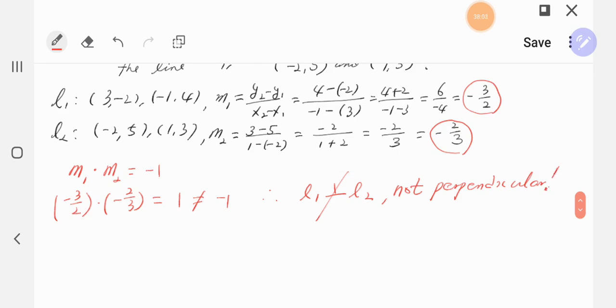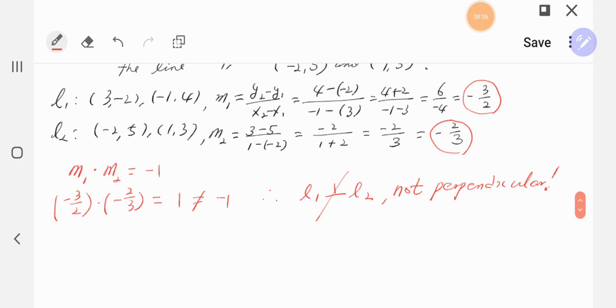So if two lines are perpendicular, then the product of the two slopes has to be -1, or one of the slopes has to be the reciprocal of the other with the opposite sign. So this is negative, this has got to be positive. So if the slope of the second line were positive 2/3, then yes, they would be perpendicular. But this slope is the same sign, so it's not perpendicular. Different sign and reciprocal, then it's perpendicular.